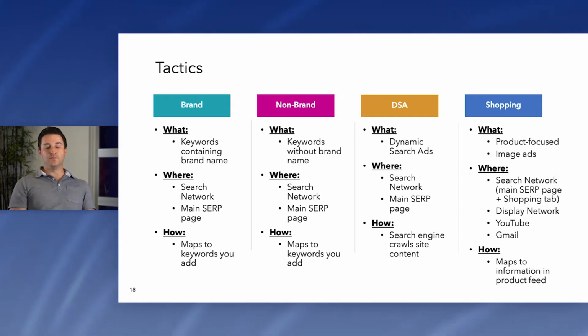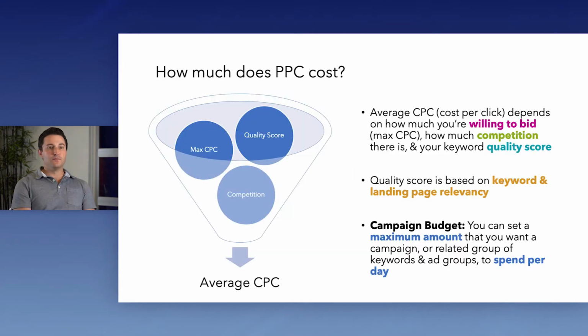Finally, there's shopping. These are product-focused image ads, which allow users to search for products online and compare between different vendors. Once again, there aren't any keywords here, but rather Google uses a product feed to map products to relevant search queries. So, how much does paid search cost?